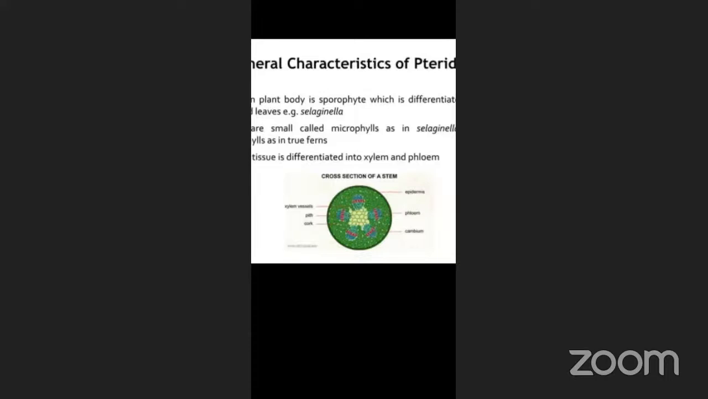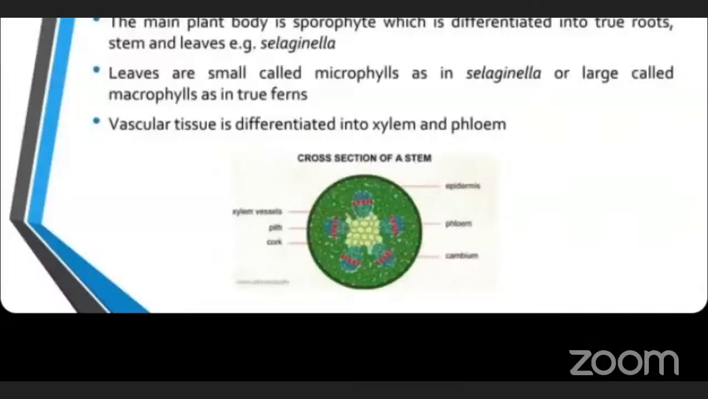So the sporophyte is well developed in gymnosperms as well as Pteridophyta, and the conducting tissue is also well developed in both groups. Okay. And another character is that the vascular tissue consists of xylem and phloem, and mechanical elements are required for conducting water and food material.